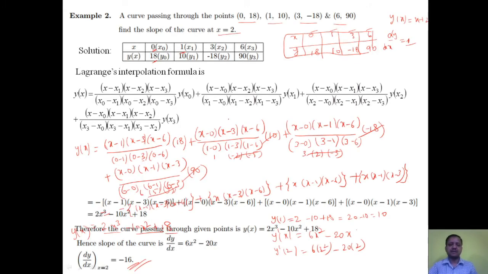This is a very important problem. Here the difficulty is the data in tabular form is not given. You need to arrange them into tabular form first of all. Then you need to think about which formula is applicable. Is it equally spaced or unequally spaced? It is unequally spaced. Then we go for Lagrange's interpolation formula. First here we need to find only the polynomial, that you need to remember. After that you need to find the derivative, means slope. Then we substitute x equal to 2, right?